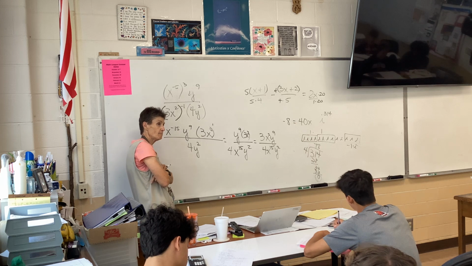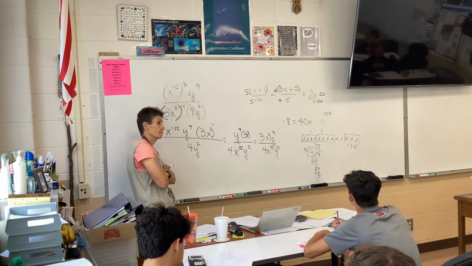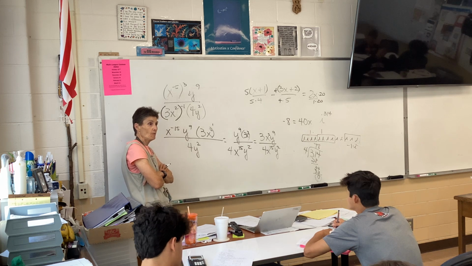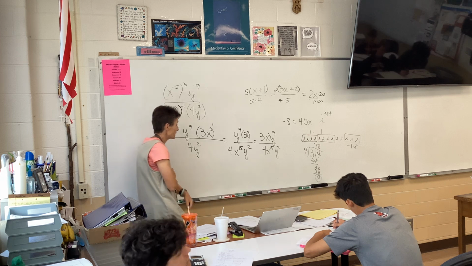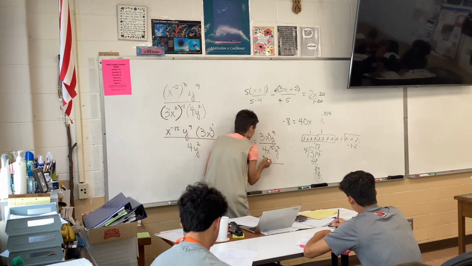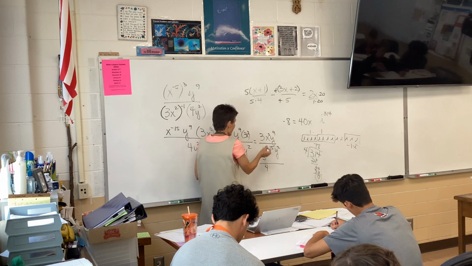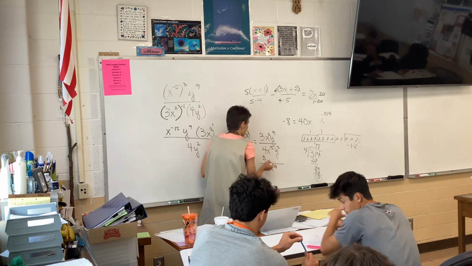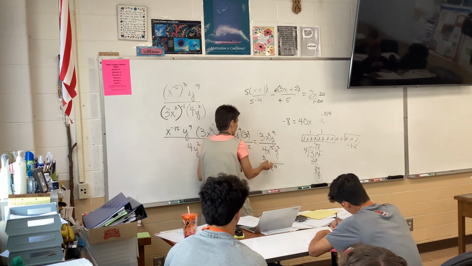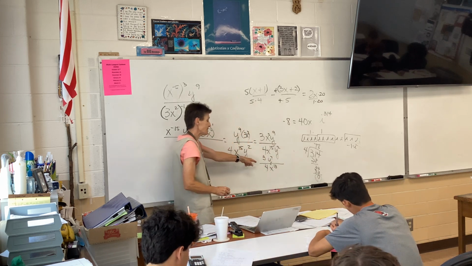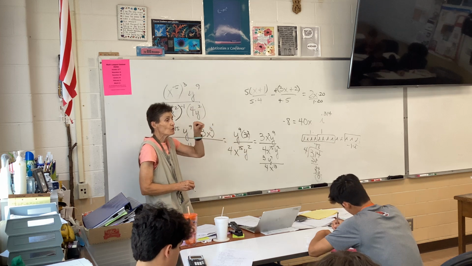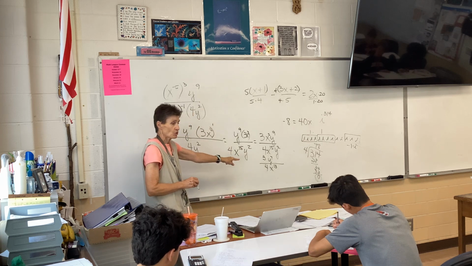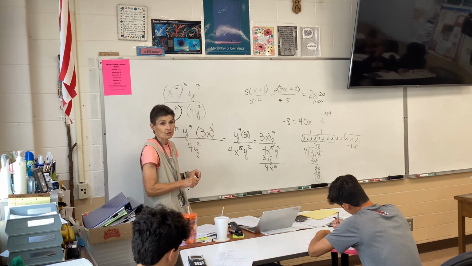Am I good now? All right, let's clean it up. 3 and 4 don't simplify. What about our x's? x to the 13 on the bottom. Perfect. How about our y's? y to the 7 on the top. That is the answer. You don't have to do it in exactly the order that I did it, but make sure that's what you're getting as your answer.